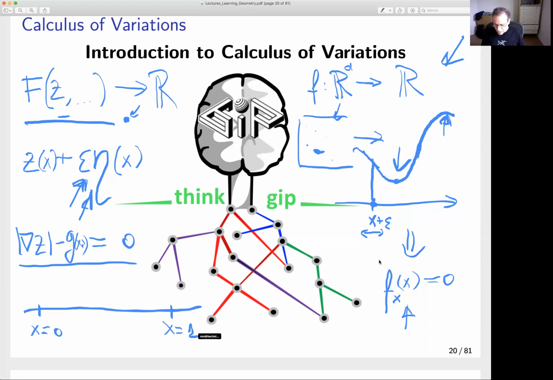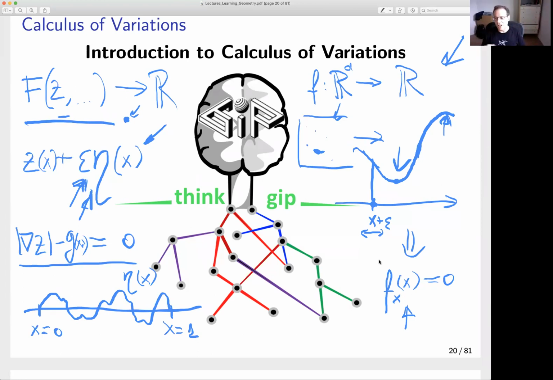I would now add my variation, my eta function, to be such that it would be 0 at the beginning. So it would be a smooth function. And this would be my eta of x. Okay? So this would be my perturbation, my variation to the function in the set of all possible functions.